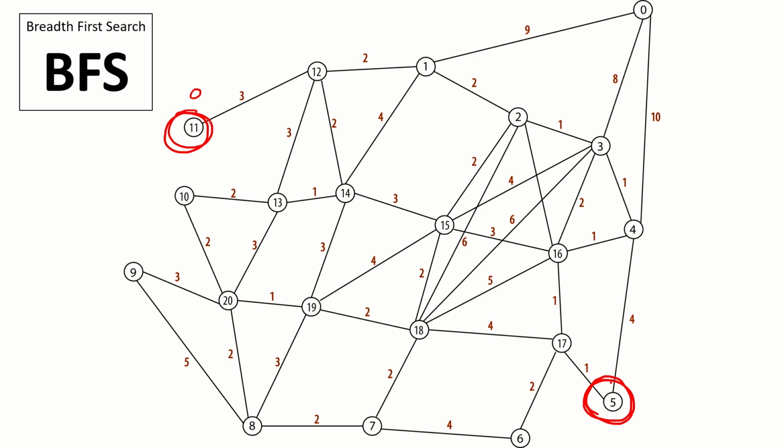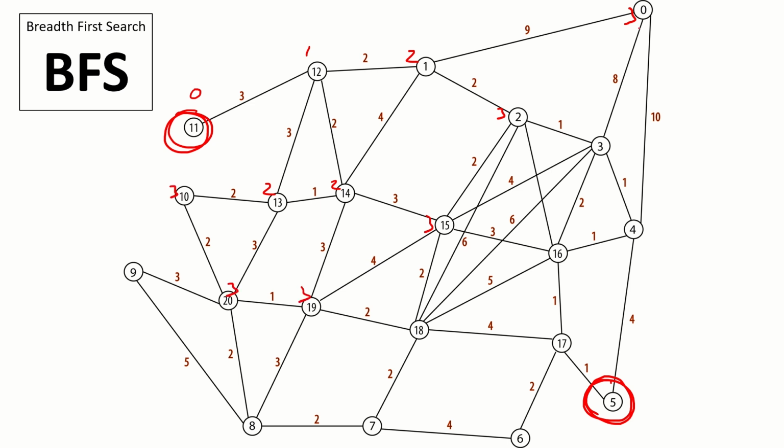Everything attached to that is 1 step away. So node 12 is 1 step away. Everything connected to that is then 2 steps away. So node 1 is 2 steps away, node 14, node 13. They're all 2 steps away. Everything connected to those is 3 steps away. So 3, 3, 3, 3, 3, and 3.